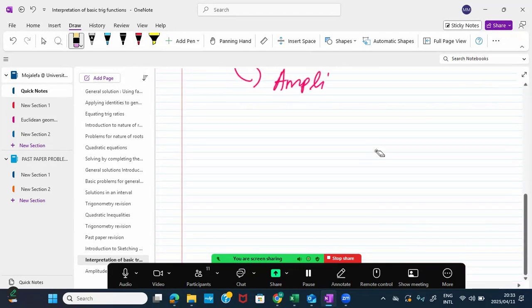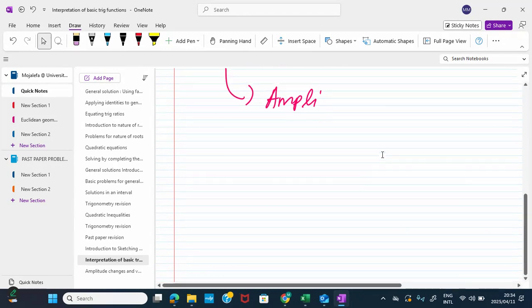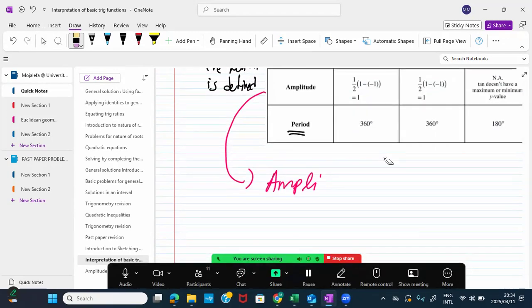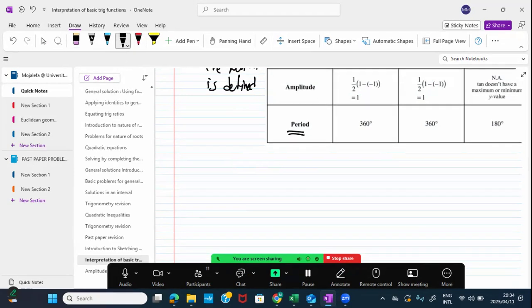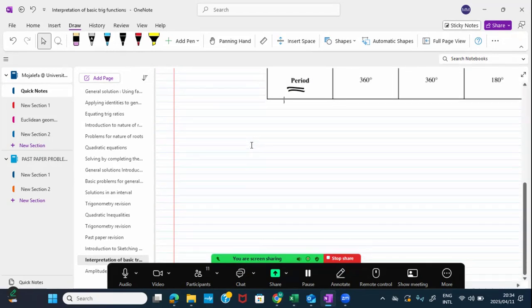Tomorrow is when we are going to be delving deeper into grade 11 stuff. Today, I just want to introduce you guys to this, because it is a small topic. We are going to finish it within a day. So, period, I just want to give you the definition of it.